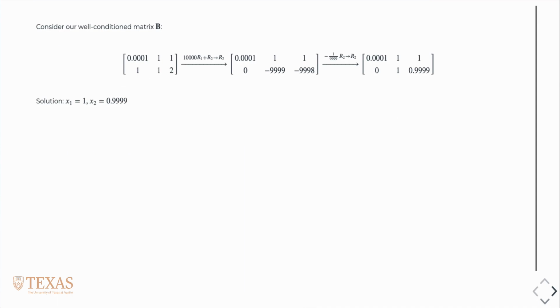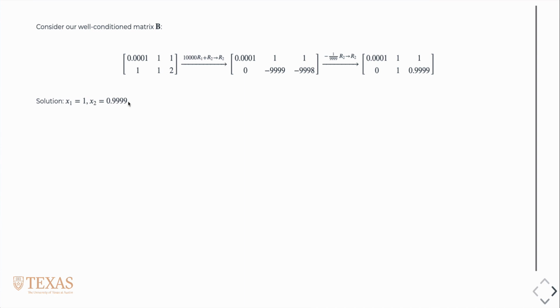Okay, now let's look at another case where we consider our so-called well-conditioned matrix B, but let's see what happens if we don't design a good algorithm and we proceed with Gaussian elimination. So this time, we have our well-conditioned matrix B with a right-hand side column vector 1, 2, and we'll proceed with Gaussian elimination. So 10,000 times the first row added to the second row, replacing the second row, gives us this. And then we end up with a row echelon form of that. And if we back substitute, we have this solution. So x1 equal to 1, x2 equal to 0.999.